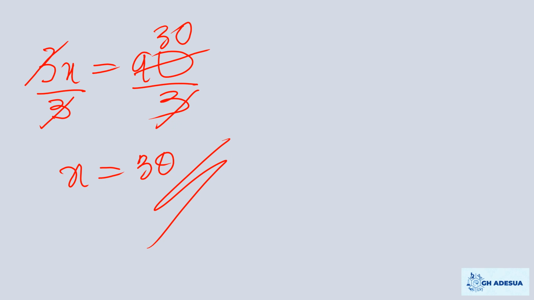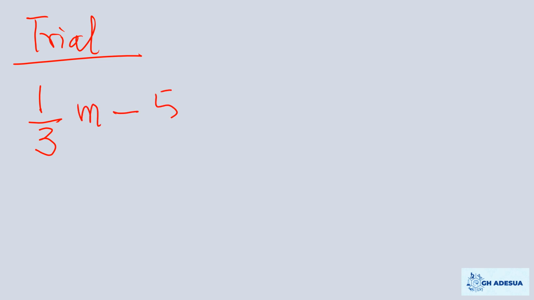All right, so let's take this trial. So you have 1 over 3 m minus 5 is equal to 1 over 5 m plus 2. All right. So at this moment, as usual, you pause the video, solve it yourself, you continue the video and compare your answers. So please pause the video now.